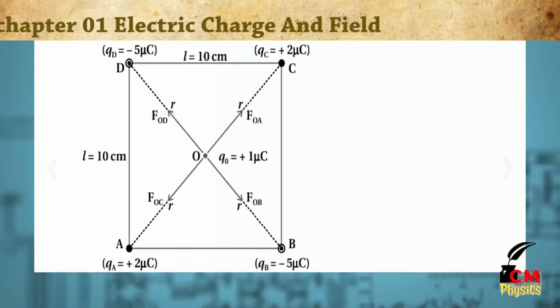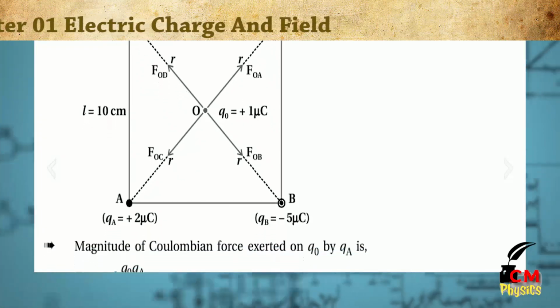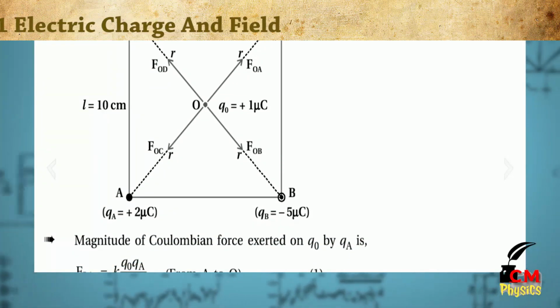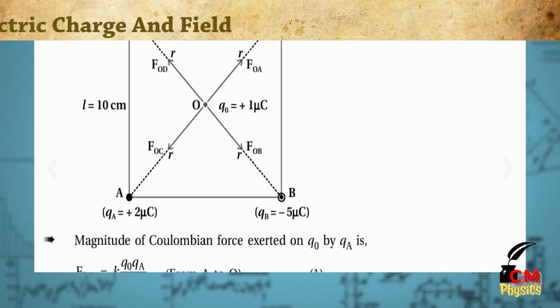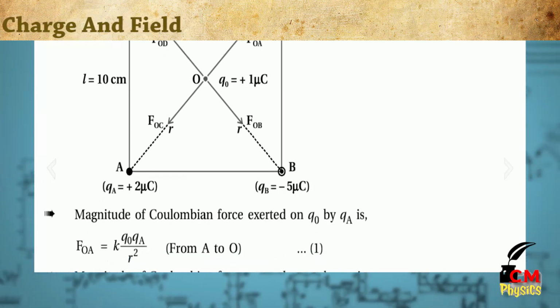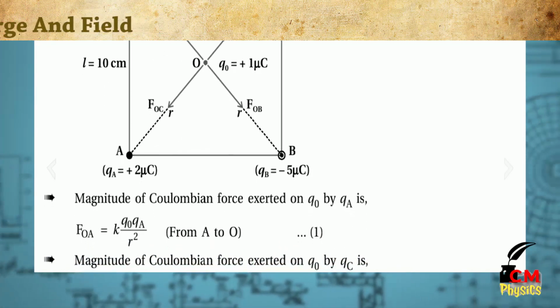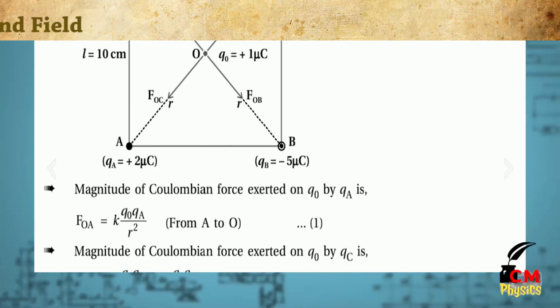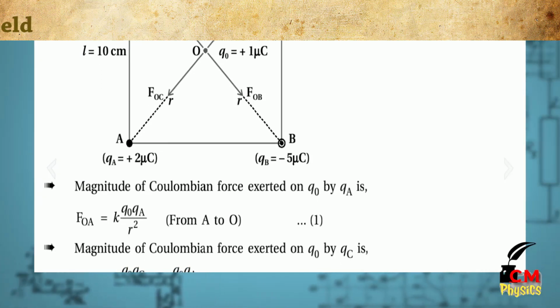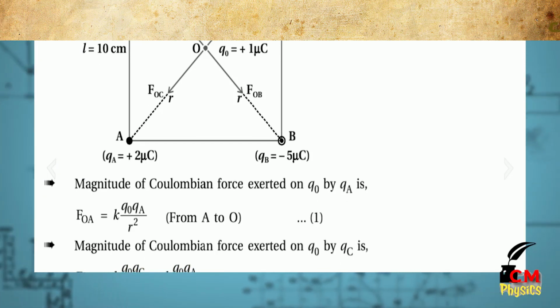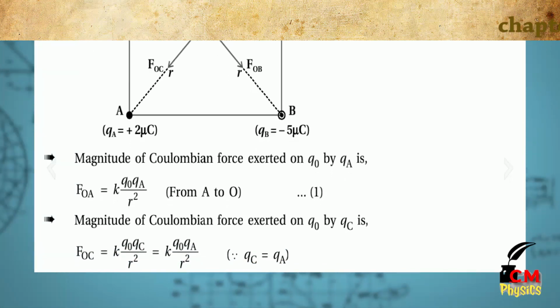Now you look at the questions. How do we write the magnitude? The magnitude of the Coulombian force exerted on Q0 by QA is F of OA equals K Q0 QA by R square, from A to O.